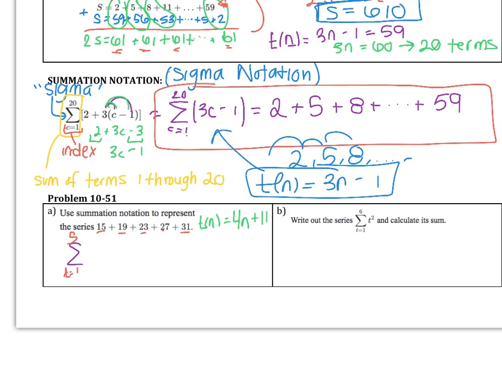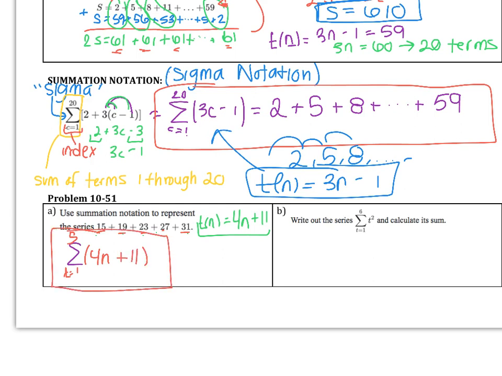All right, so if this green equation is going to generate this sequence of these numbers just with commas, then all I have to do is put that same equation here in sigma notation, and then that's going to mean add them together. So that means we would just put 4n plus 11.